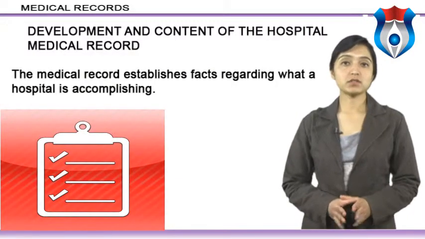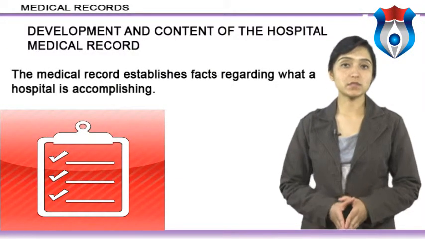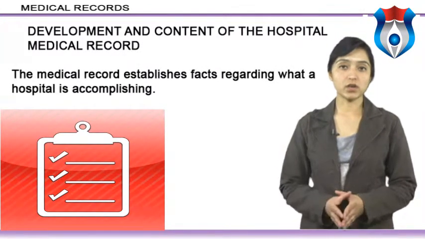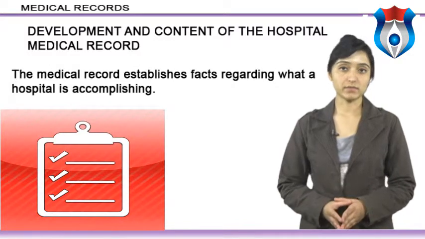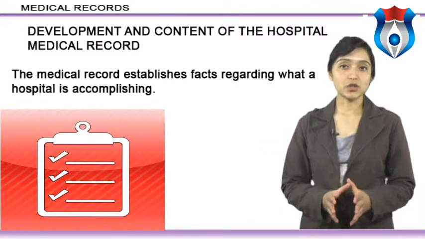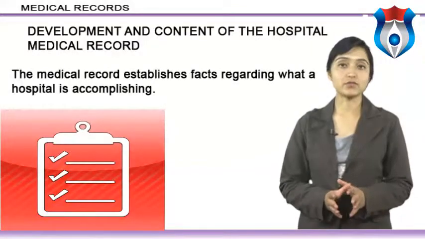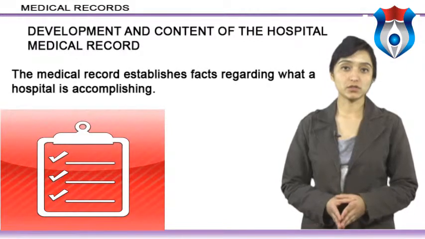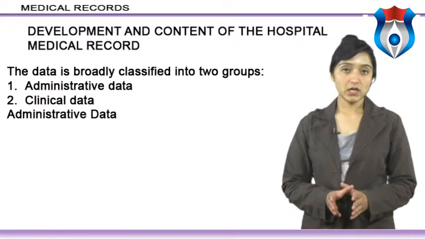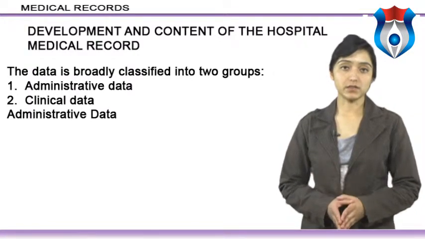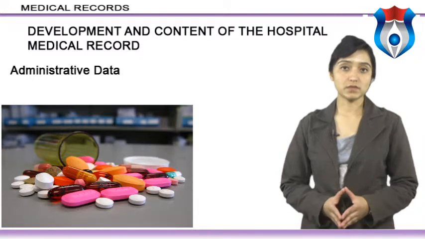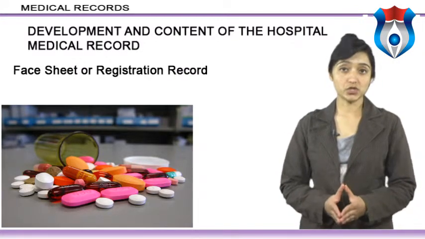Now let us talk about development and content of the hospital medical record. The medical record establishes facts regarding what a hospital is accomplishing. The wealth of data available in the medical record enables the management to make important decisions and review the quality of care given to the patient. The data is broadly classified into two groups: administrative data and clinical data. Administrative data comprises the following records or forms: face sheet or registration record.